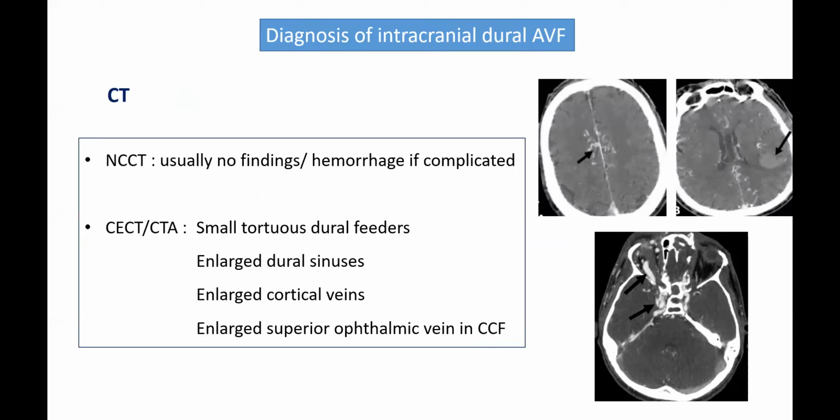I'll just briefly talk about each. Usually, non-contrast CT has no findings unless the patient presents with hemorrhage. In contrast CT or CT angiography, we can see some tortuous feeders and enlarged dural sinuses, as we can see here. Can you see the arrow here? On the right side, the cavernous sinus has been enlarged compared to the left side. And as Dr. Pritham mentioned, the superior ophthalmic vein is dilated in carotid-cavernous fistula. We can see the SOV very clearly enlarged compared to the left one. This is the superior ophthalmic vein here. So CT can provide some important findings.